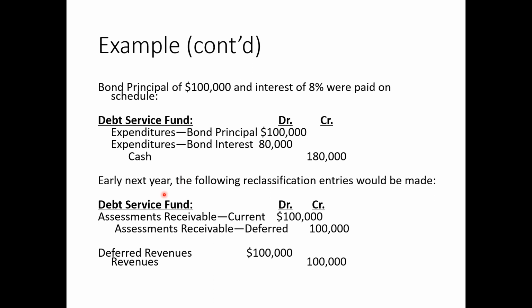Early next year, the following reclassification entries will be made. The deferred receivables will become current, right? And then the deferred revenues, accordingly, the 100,000 deferred revenues will become revenues. Then we're going to repeat this process, basically. But the amount of interest will be reduced, right?